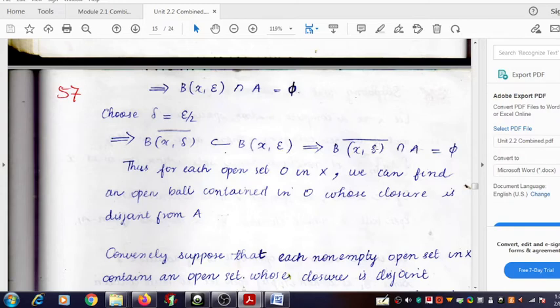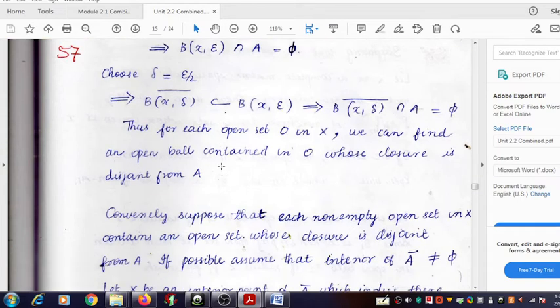What does this statement say? The last statement says that the closure of B(x, delta) has no point shared with A, and this closure is the closure of an open ball, the one mentioned here. Thus there exists an open ball B(x, delta) whose closure does not have any point shared with A. That means the closure of this open ball completely avoids the set A. Okay, thus the proof in one direction is now complete.